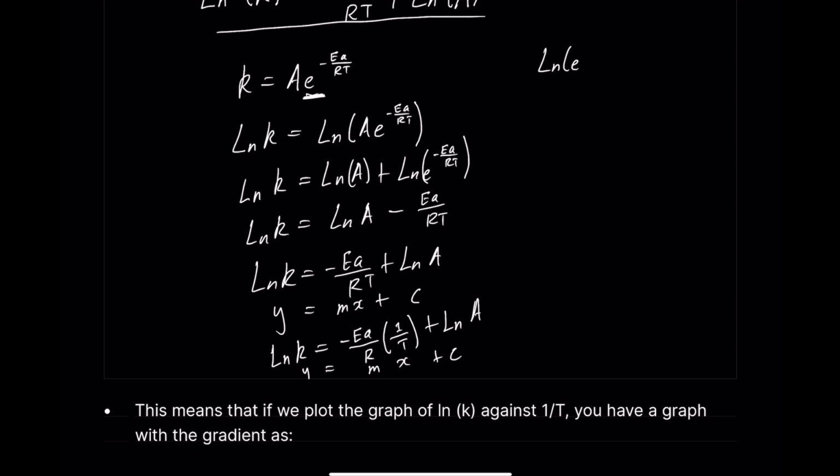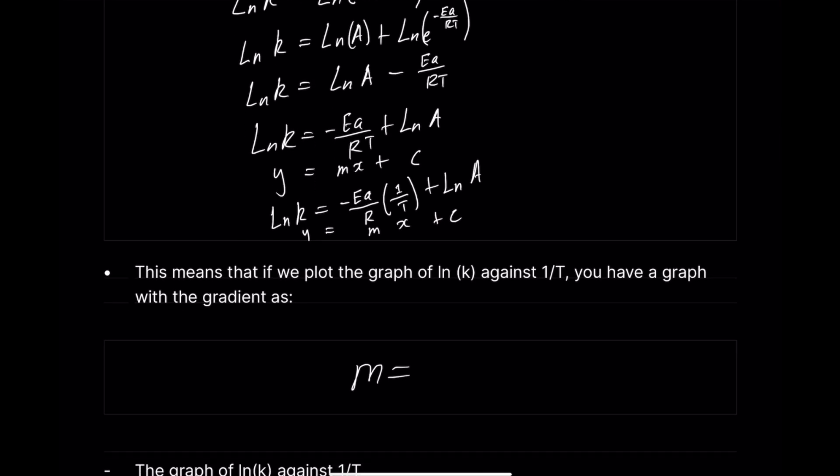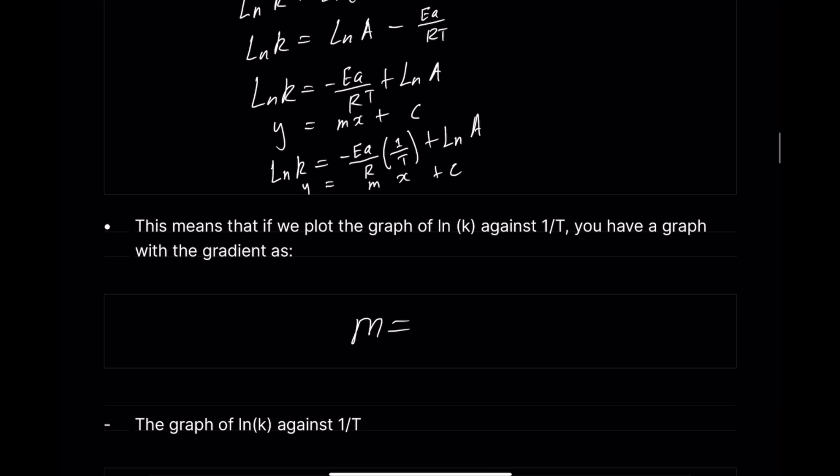Now, if we know that this can be used as a graph, this means we can use the graph of ln k against 1 over T, and you have a graph with the gradient as m. Remember, m represents minus Ea over R. We have our y, our m, our x, and our plus c. The plus c we can work out by plotting the graph and seeing where it is, but our c will represent ln A. And you'll find that value is always intercepted, because A is a constant.